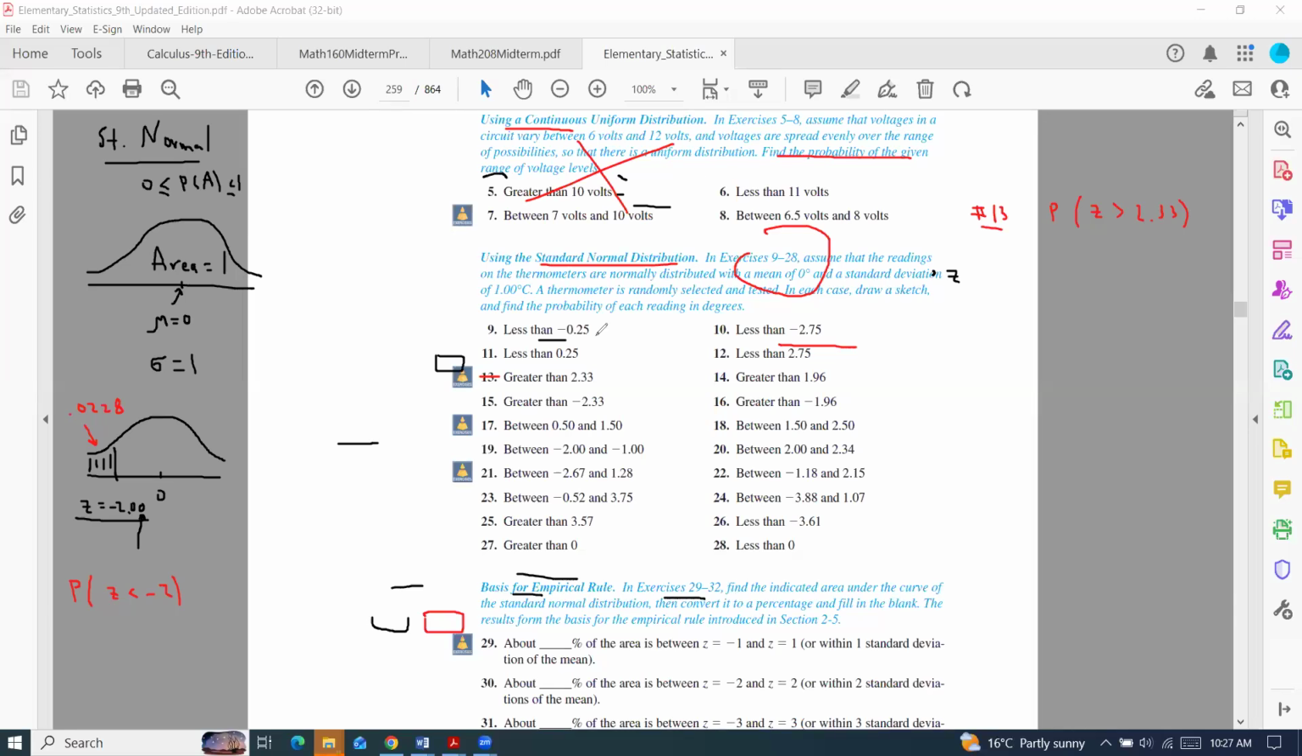So anyways, number 13 says greater than 2.33. So number 2.33, if 0 is always in the middle, it will be greater than 0. It is positive, so it's to the right from 0. So someplace here, and then I will make a picture, so the area to the right. Greater means to the right. So what should I do?